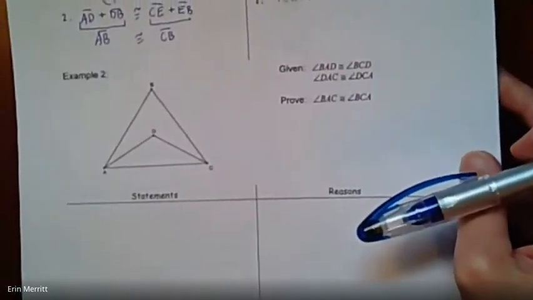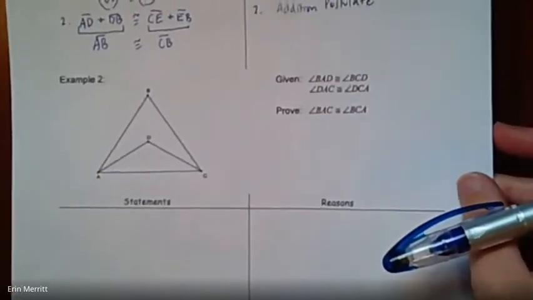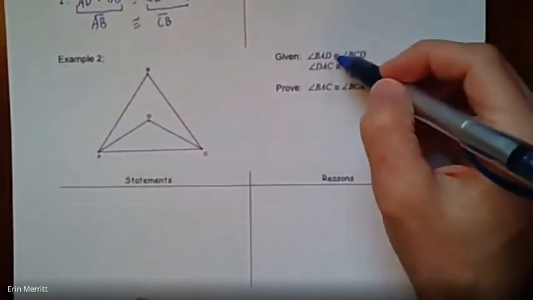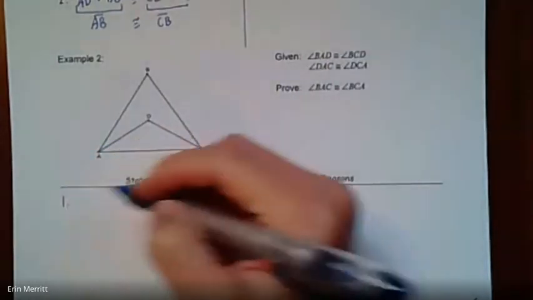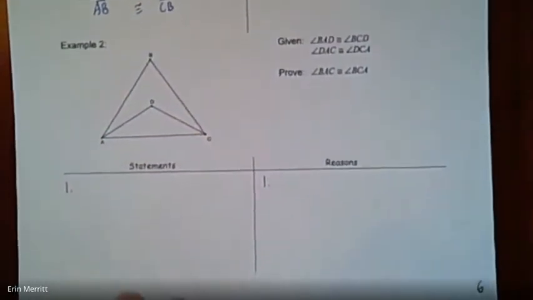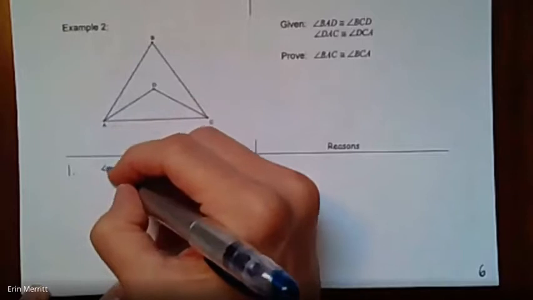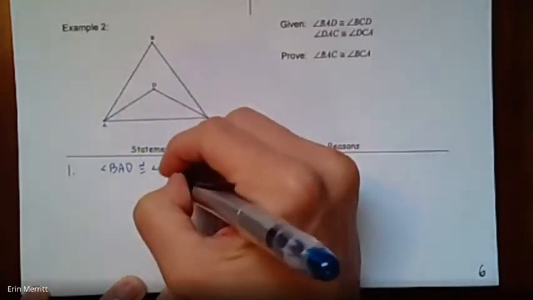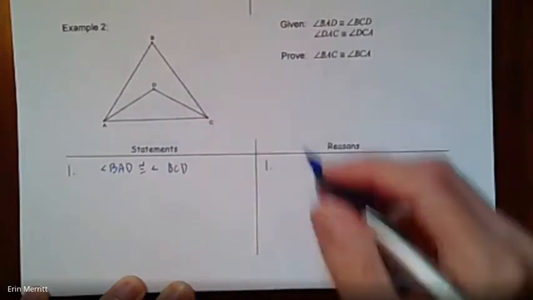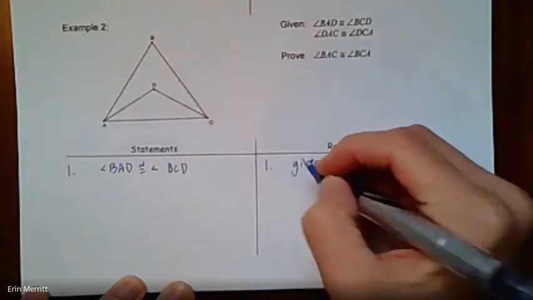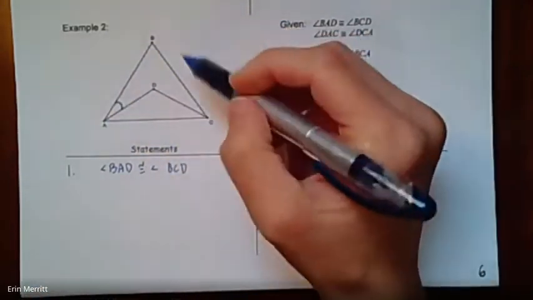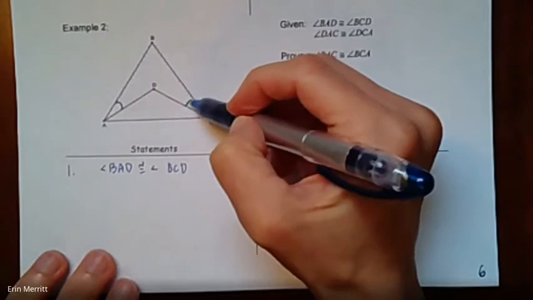So I'm going to slide it on up. This time, instead of segments, you can see we've got a whole slew of angles to talk about here. So we've got angle BAD congruent to angle BCD. So we're going to do two things. We're going to write it down underneath the statements column. So angle BAD is congruent to angle BCD. And then we're going to also mark it in the picture. So BAD, that's that skinny angle right there. BCD, that's this guy here.